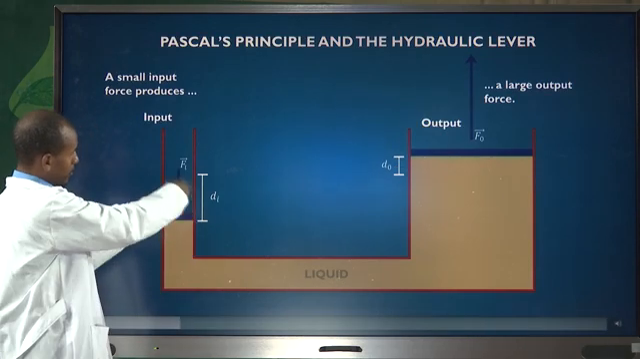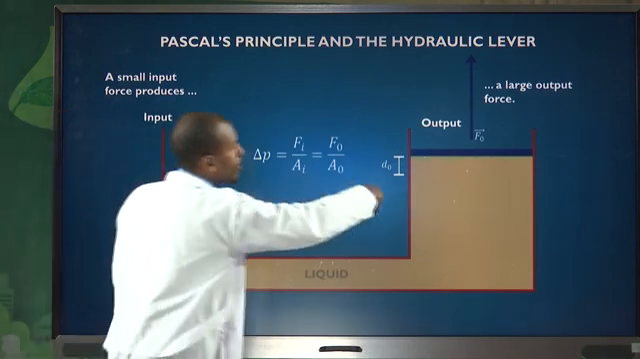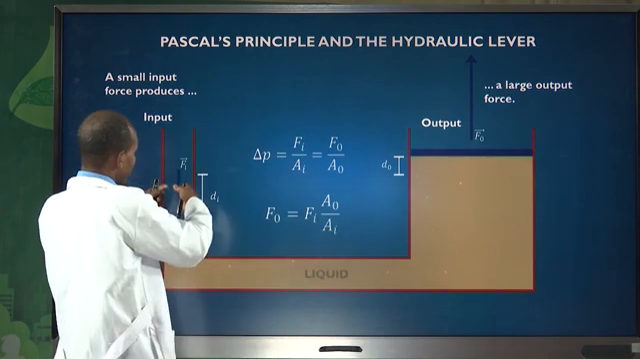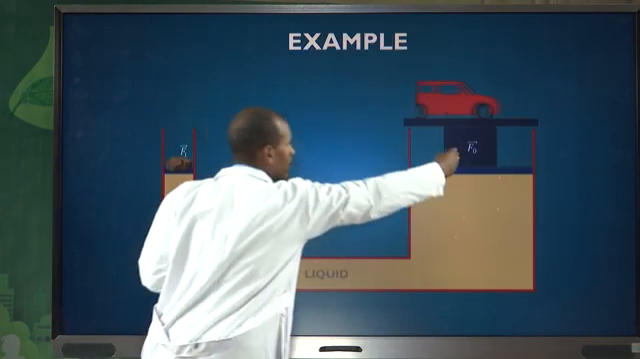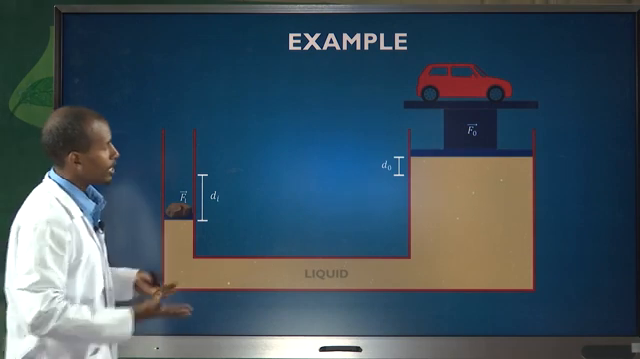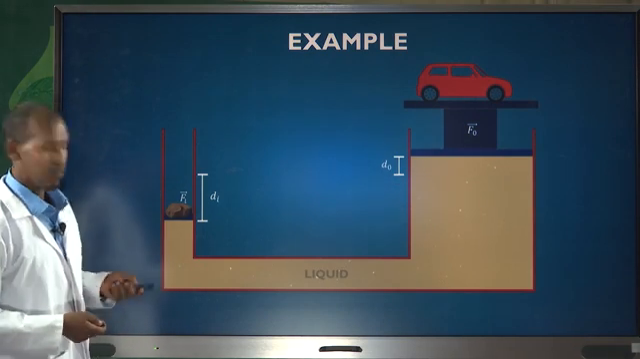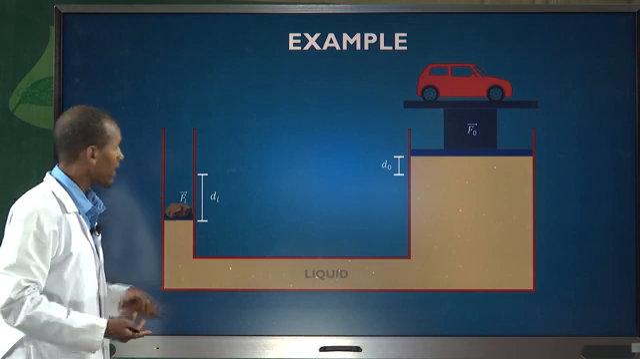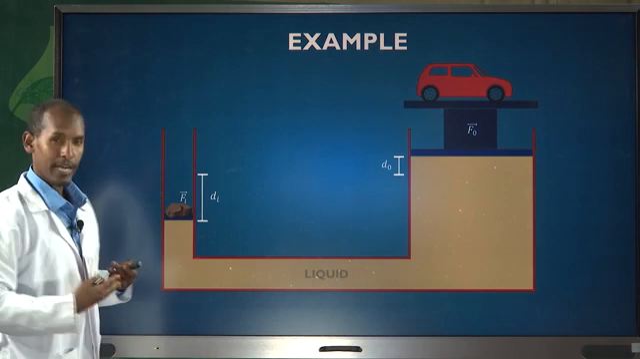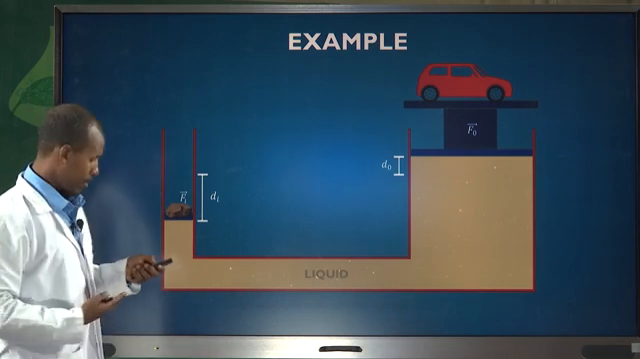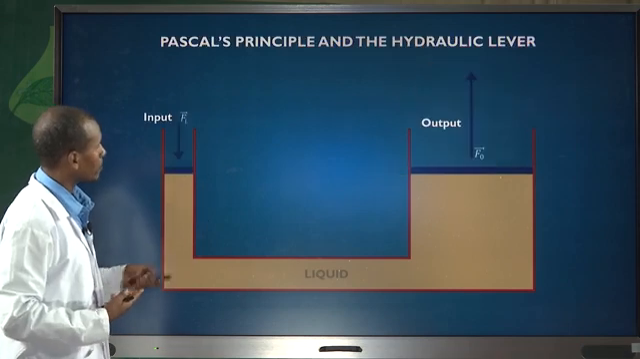You can look here, there is F1. So this hydraulic press can multiply this force in the second piston. It can lift very heavy objects by applying a small amount of force. This illustrates how Pascal's principle is applied in real life, in our day-to-day activity.